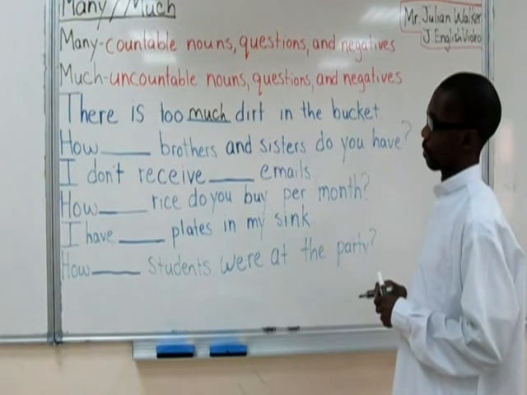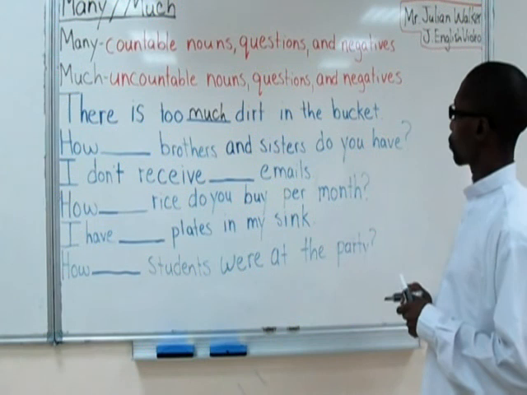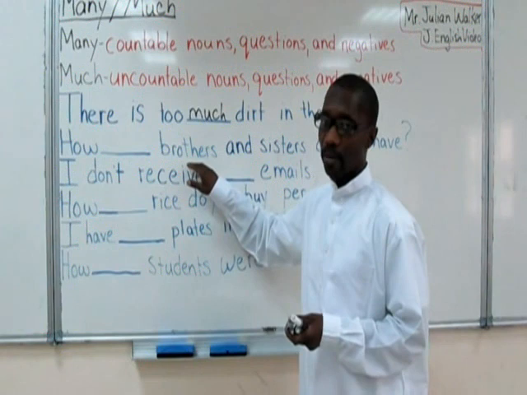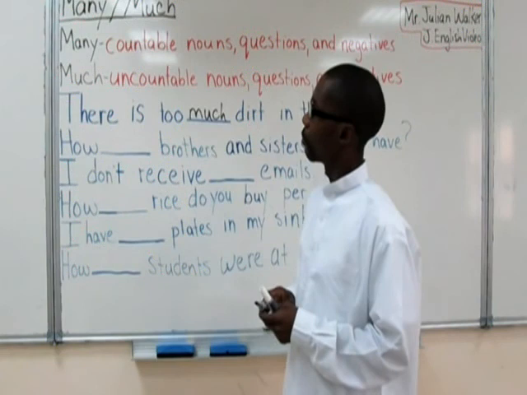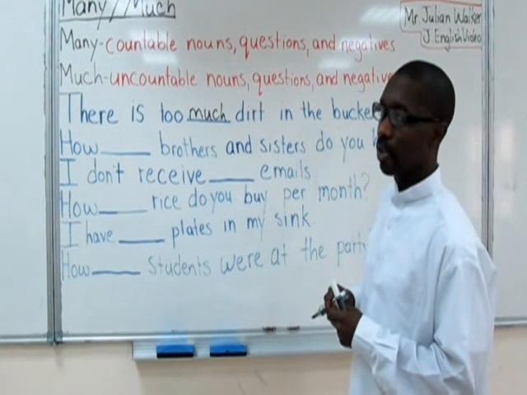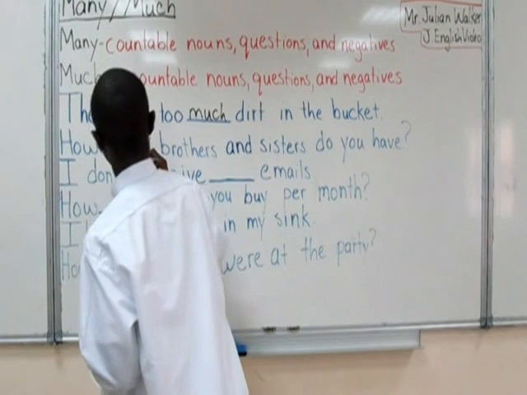Let's look at sentence number 2. Sentence number 2 reads, how blank brothers and sisters do you have? Let's look at the noun. We have the noun brothers and the noun sisters. You can count brothers and sisters, and there is an S here and an S here. So if you can count, we use many. How many brothers and sisters do you have? You do not say how much brothers and sisters do you have. You say, how many? How many brothers and sisters do you have?